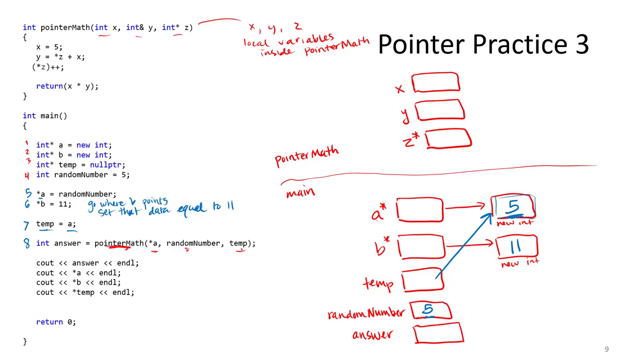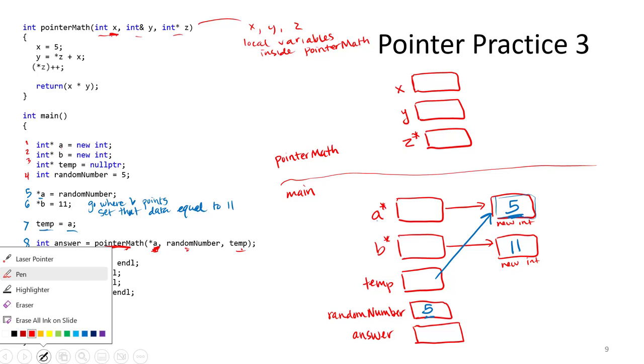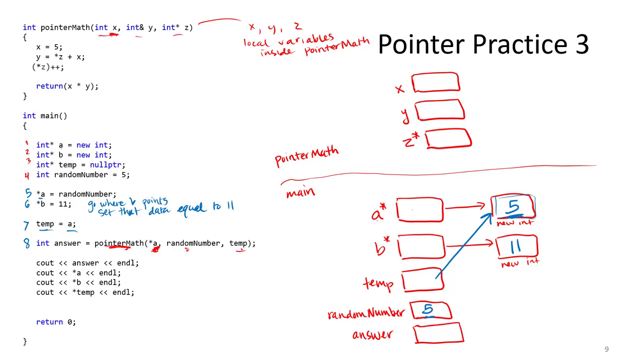and notice what's happening here. For the x variable in pointer math, we are plugging in asterisk a. Well, what's asterisk a? Asterisk a is 5. So we're going to go into pointer math and we're putting in 5 as the value for x, because that's what we're plugging in the function call. For our second argument, we are plugging in random number, which is also 5, but notice there's an ampersand. This ampersand means pass by reference.